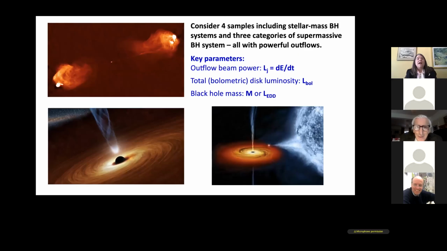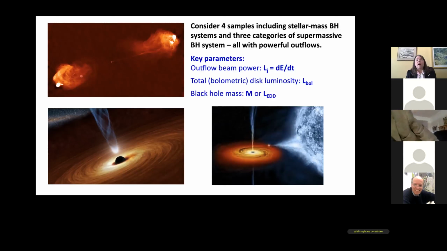All right. So there are 4 samples of sources I'm going to be focused on today. One sample of X-ray binaries. So these are stellar mass black holes with masses of around 10 solar masses. And they're in binary systems where they're accreting mass from a companion. And there's a powerful outflow shown here as a jet.